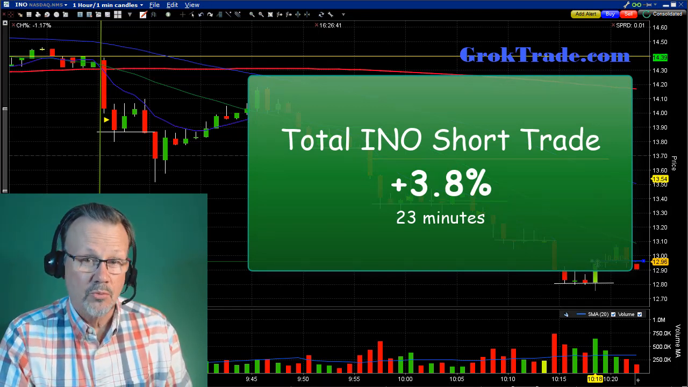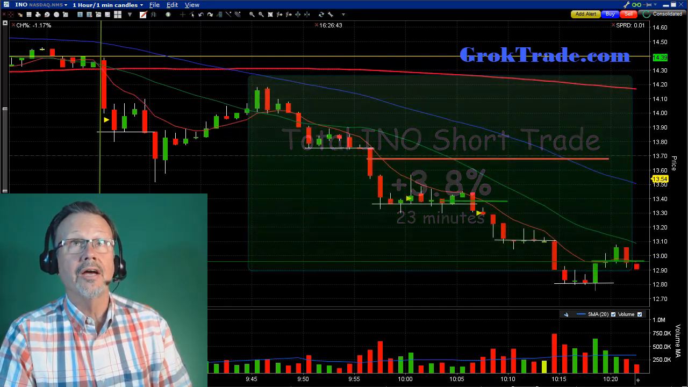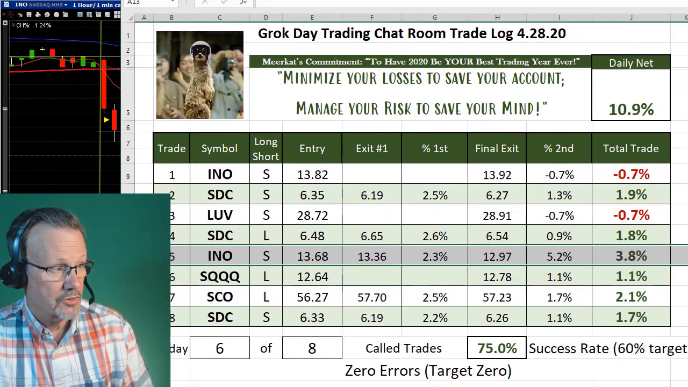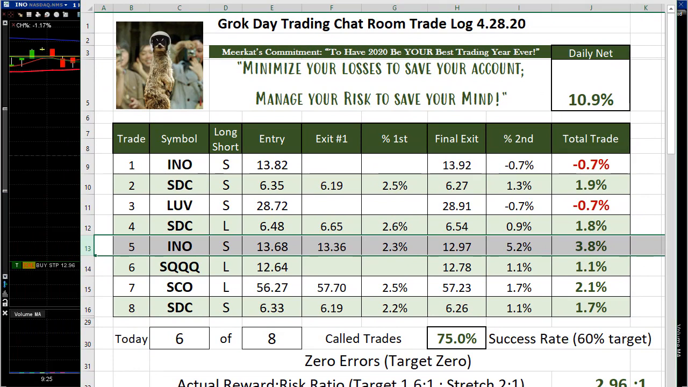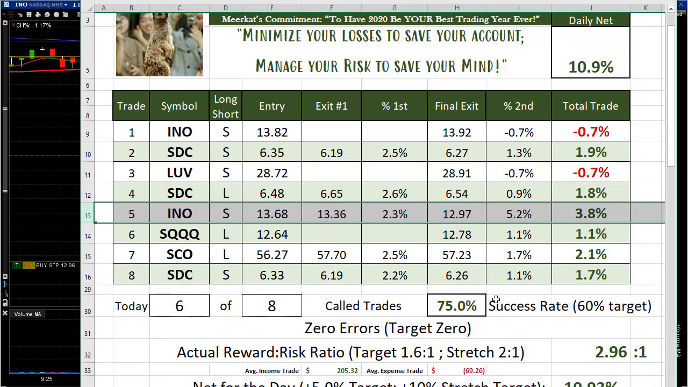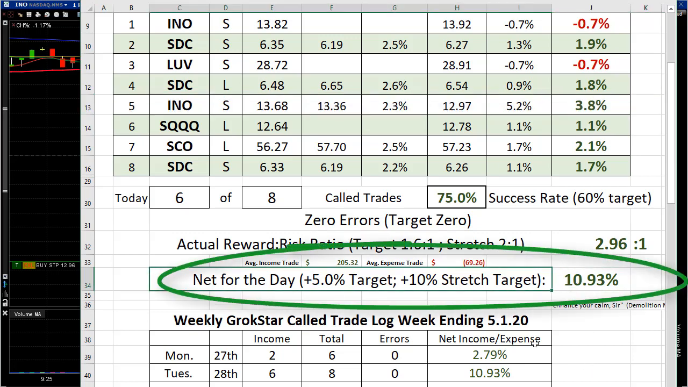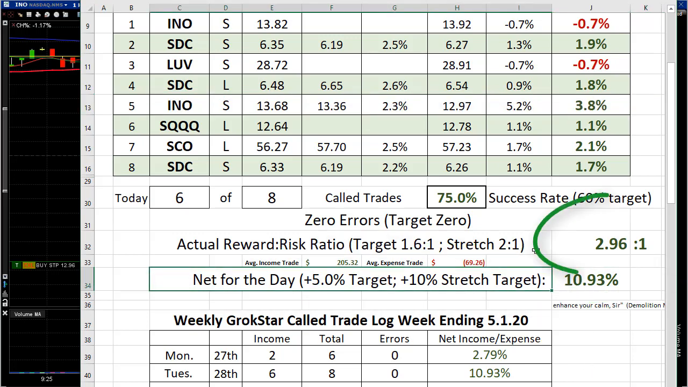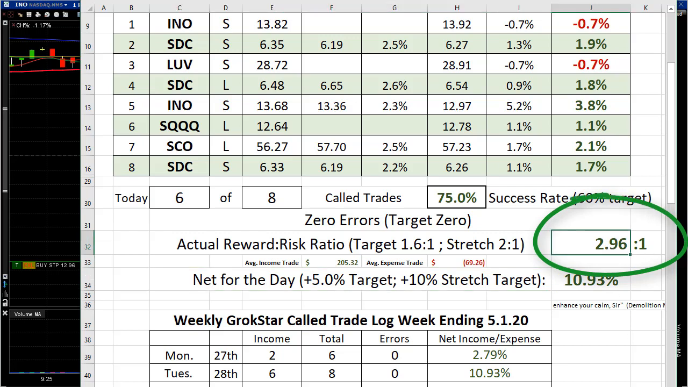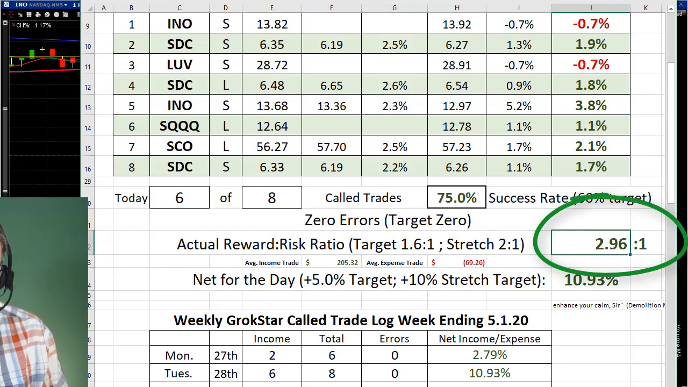Now, this was just one of 8 trades that we had today. It was the biggest trade we had in the Grok Star day trading chat room this morning, and there it was, trade number 5. We ended up with a 75% success rate. Yeah, pretty incredible today. Versus yesterday, we were at only 30-some%. I had a bunch of internet issues. My internet was down for over an hour, so I didn't get to trade as much yesterday. We ended up with 10% exceeded our stretch goal here, and our actual reward risk ratio was 2.9 to 1 today. Ooh, doggies, when you can do that, you can make some real money.